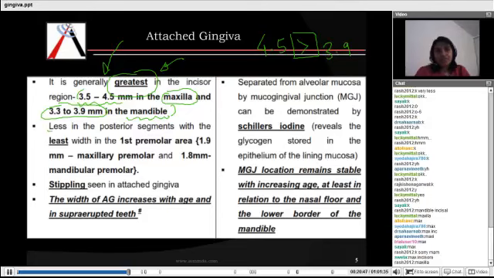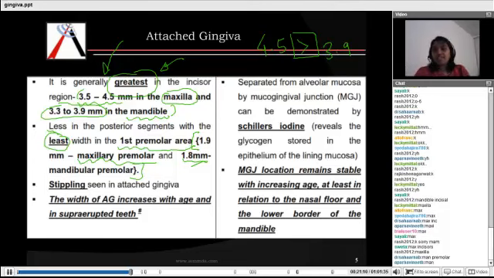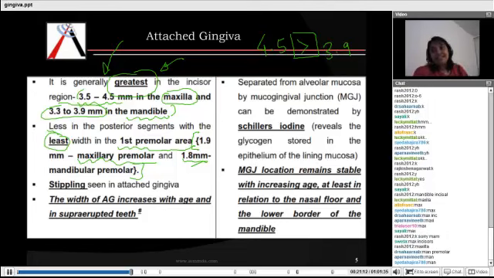Okay, now let's talk about the least amount of attached gingiva. We have the least amount of attached gingiva in the first premolar area. Now look at the values. The value says it is 1.9 mm in maxillary premolars and 1.8 mm in mandibular premolars. So where is your attached gingiva least? It is mandibular premolars.